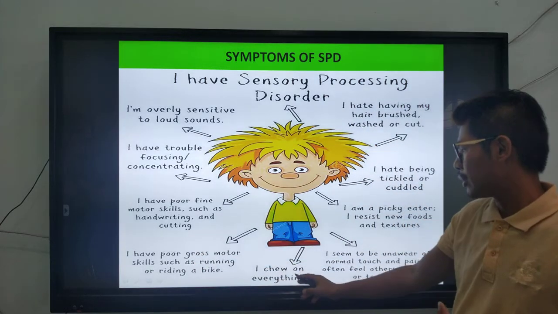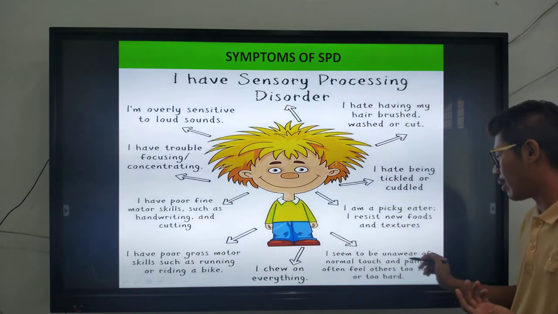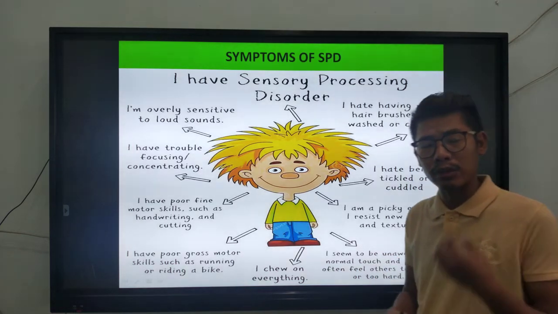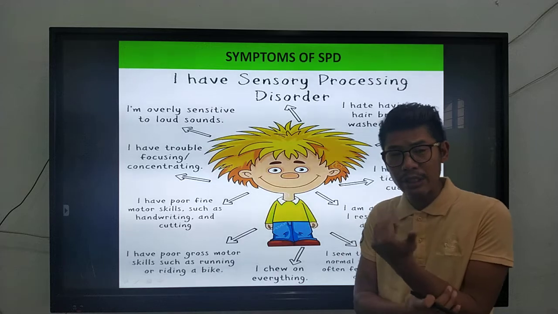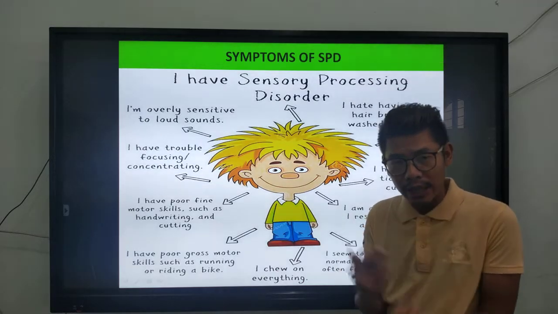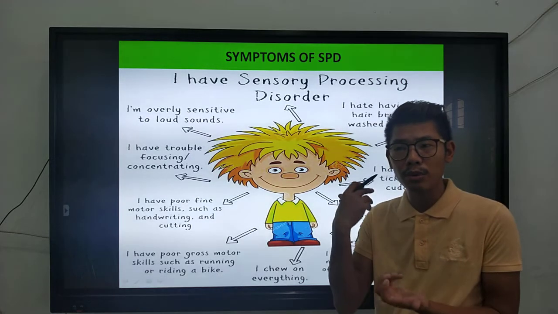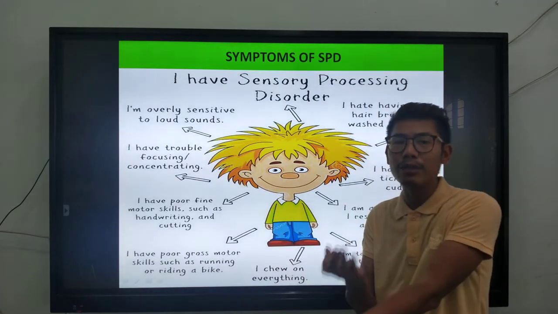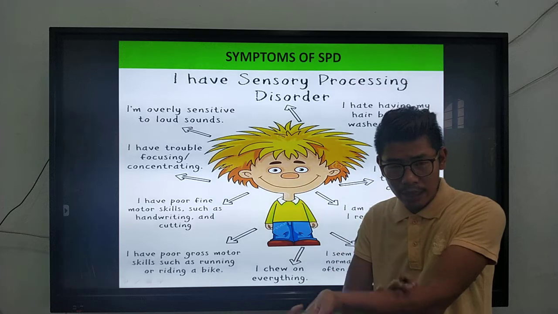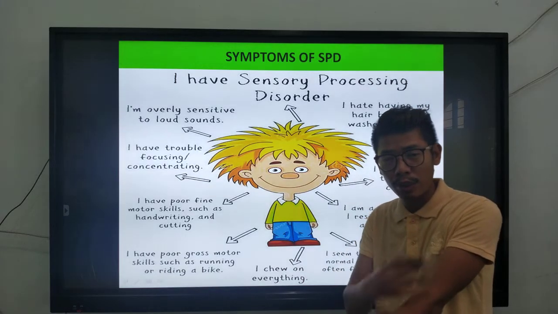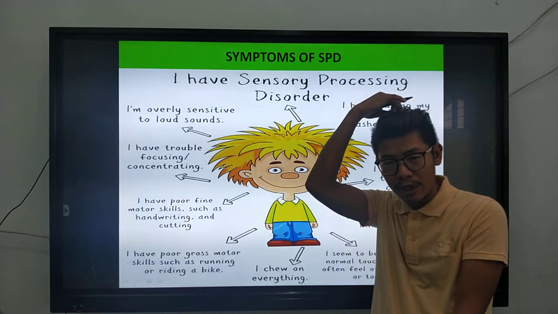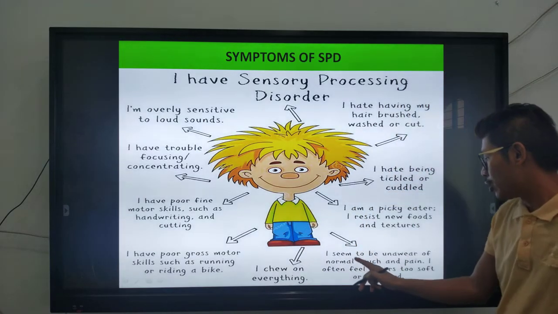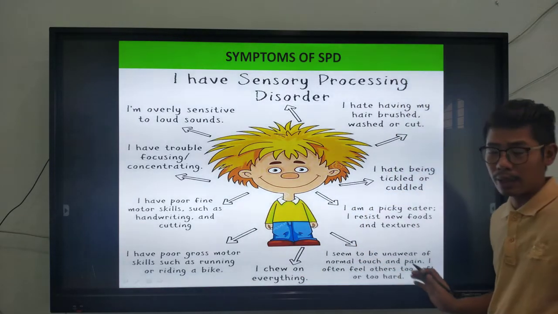Then, I chew on everything. Then, I seem to be unaware of the normal touch and pain. Sensory organs receive and send information, and we need to react to that. Just to give you one example, if I hit myself, I need to feel pain. But if the sensory organ is not working, if the message is not responding, then I will feel nothing. So that's what happens: you may be unaware of normal touch and pain in your life.